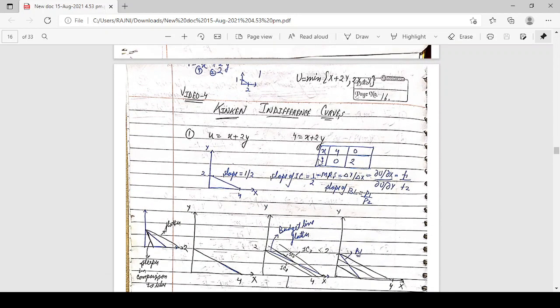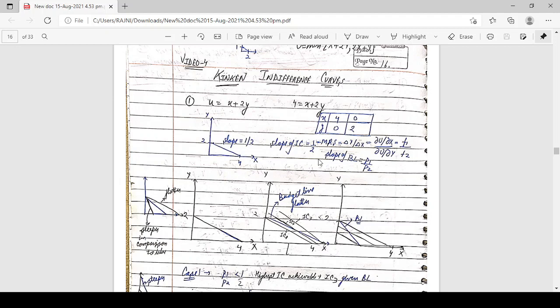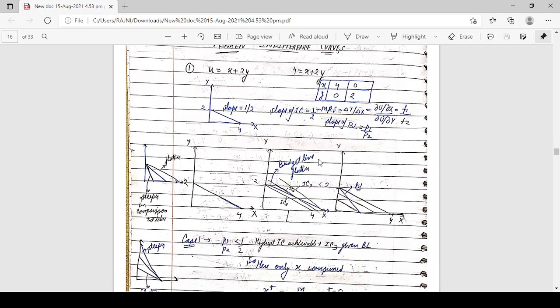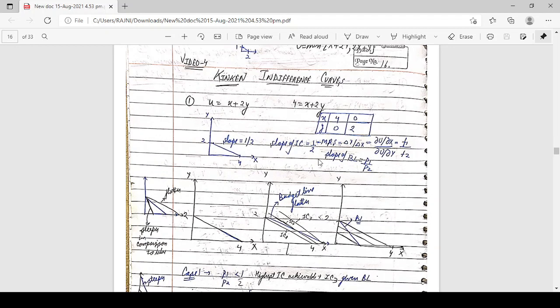Now I have already done that in the video, but I would like to explain it a little bit more. So here we have the kinked indifference curve. These types of questions can be asked in the entrance exam. And here the utility function is x plus 2y. Here we can directly see that it is an example of perfect substitution, but the slope here will be half.